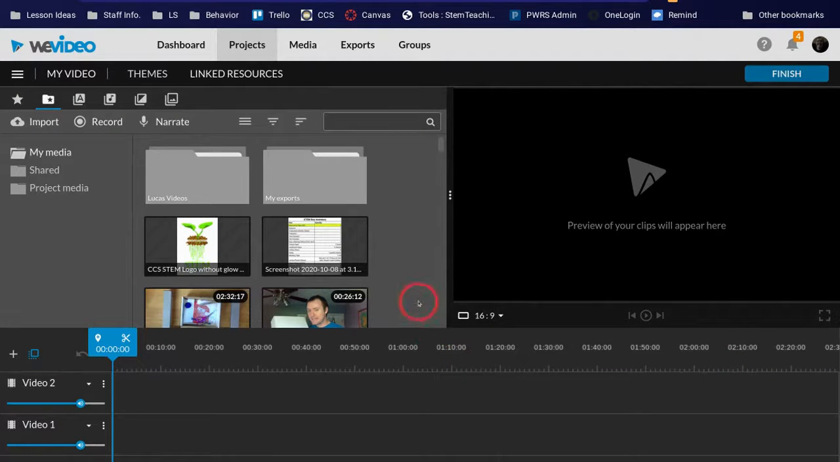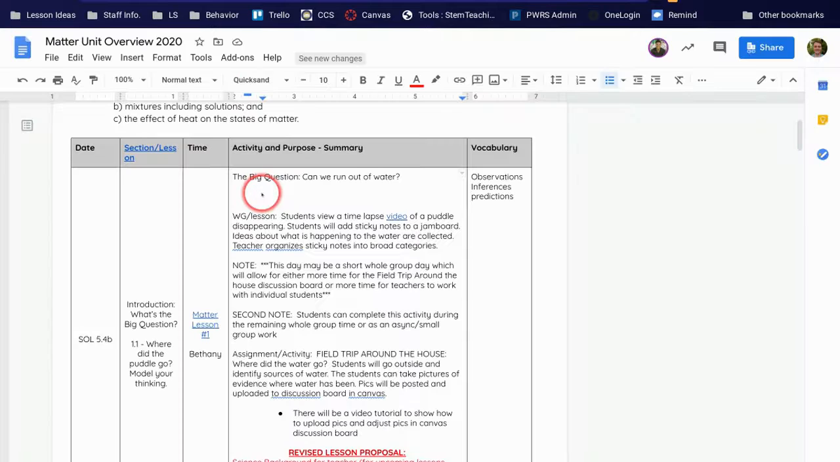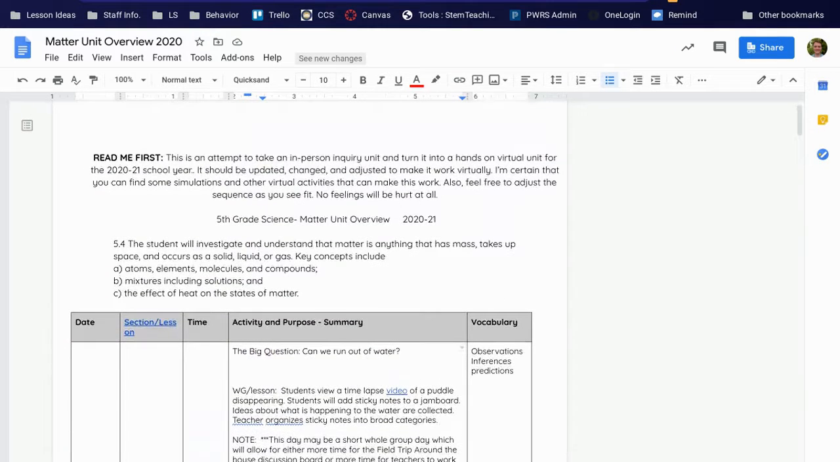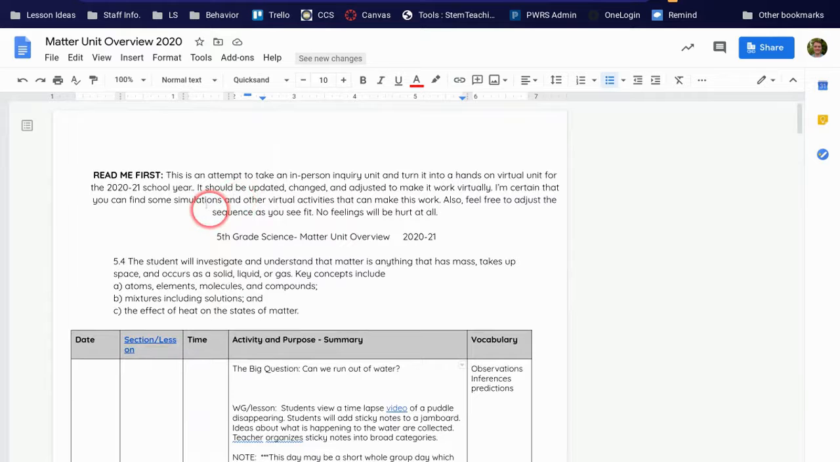I had a lot of questions about the matter unit, and I wanted to give a little bit of an explanation as to why it was designed the way it was. This unit was designed by Adriana and myself with the input of some UVA professors and our science lead a couple of years ago to be an inquiry-based unit. Inquiry meaning, in this case, students are discovering the information largely on their own through experiential learning, through hands-on projects.